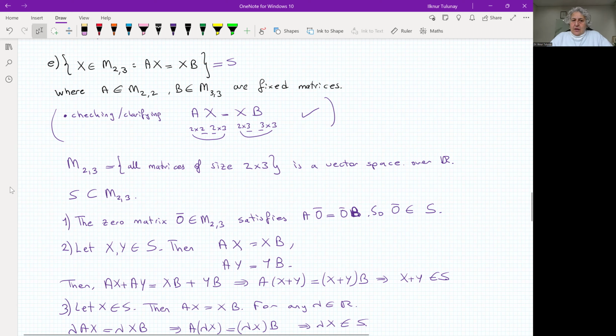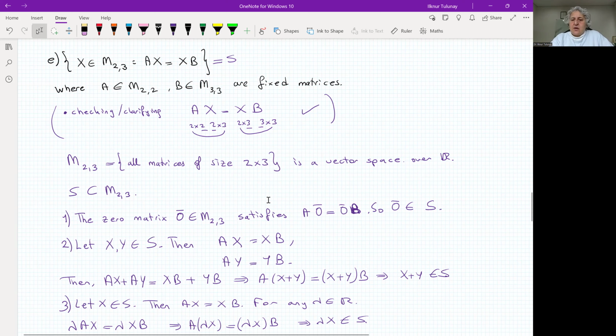Go through the, so 2, 3, all matrices of a certain size, any size, is a vector space over the real numbers. These are all matrices over the real numbers, so any size, like Mn, is a vector space over the real numbers. This is a fact. So S is a subset of M23, which is a vector space. So we can apply the subspace theorem to see whether it is a vector space or not.